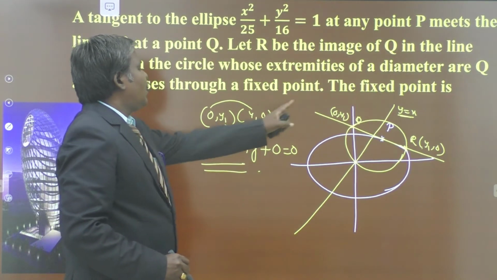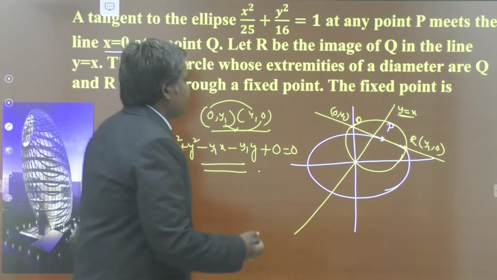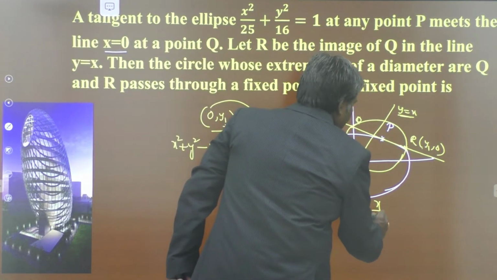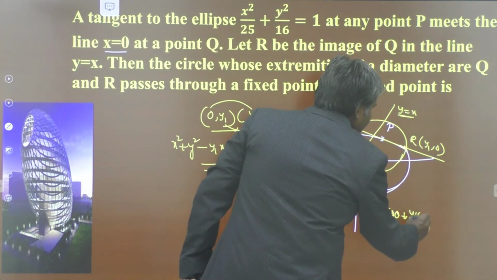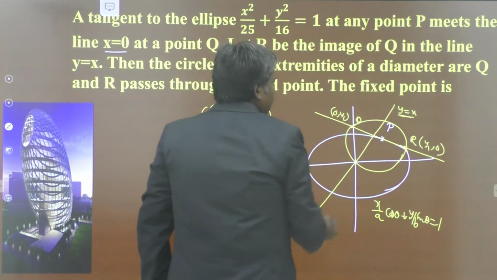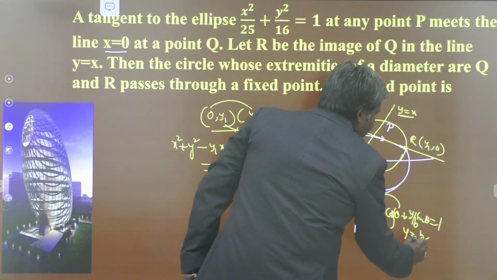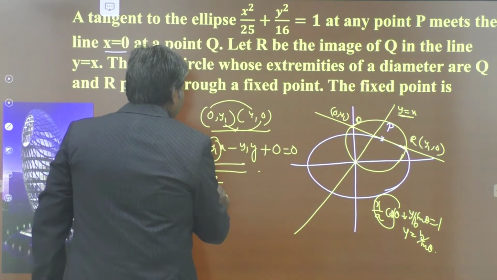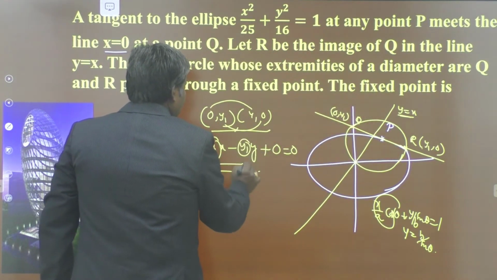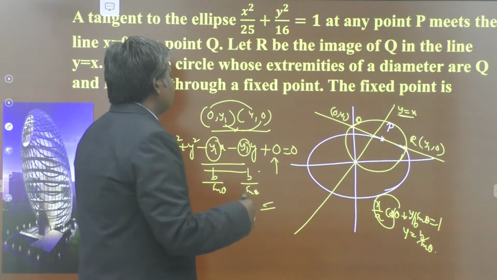Y1 is the ordinate of the point of intersection of tangent at P to the y-axis. What is the equation of tangent at P? x by a cos theta plus y by b sin theta is equals to 1. We are solving with y-axis, that is put x is equals to 0. We get y is equals to b by sin theta. So instead of y1 you may write b by sin theta. No problem. Here also you can write b by sin theta. Even though the constant doesn't change, that is 0.